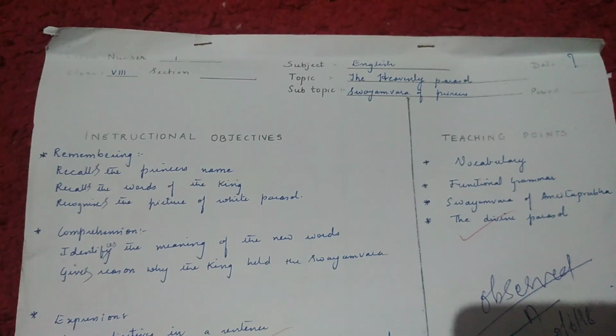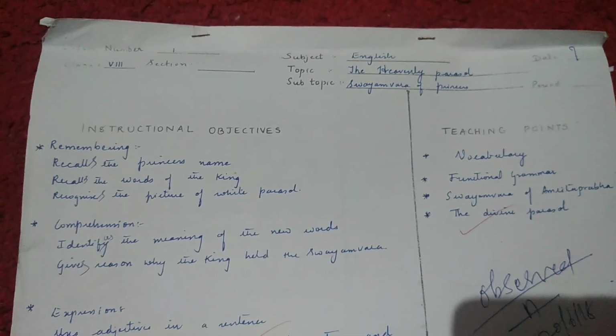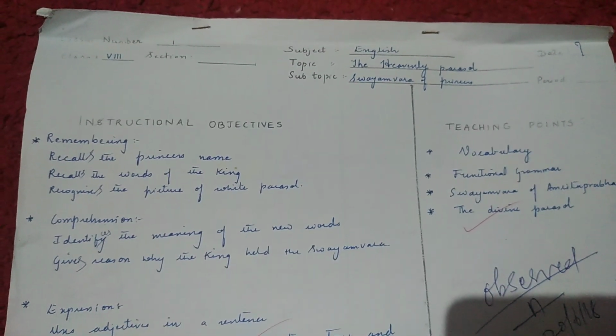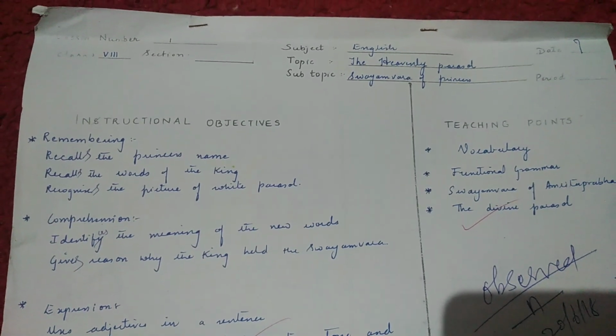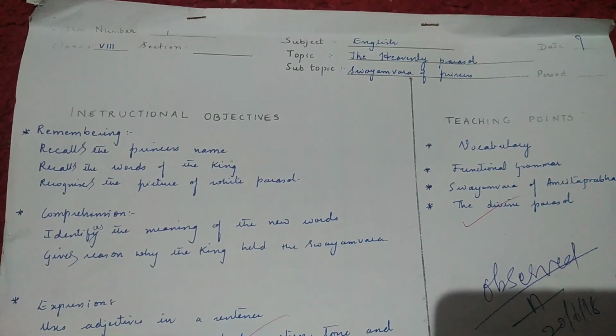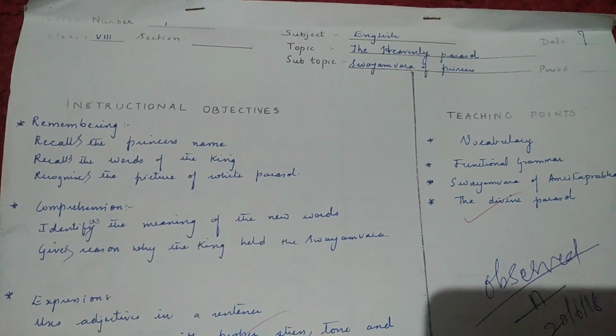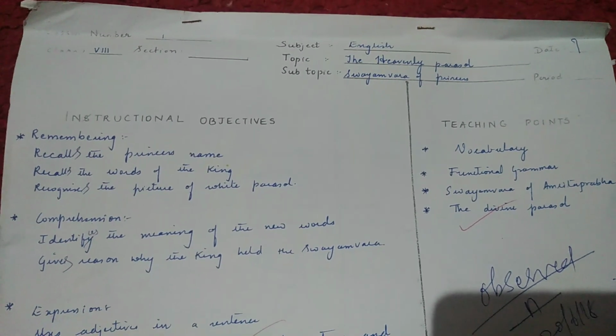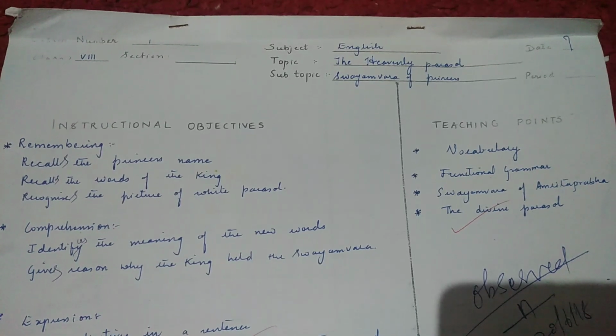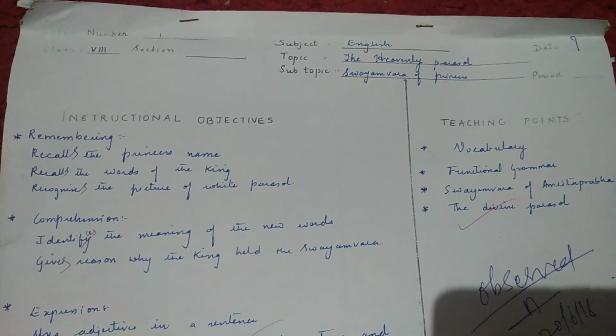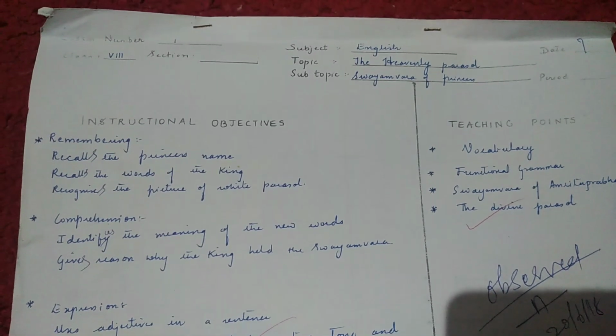Okay, this is a lesson from the 8th standard Karnataka State First Language English textbook. This page is all about how you write the lesson plan. In the beginning itself, you will mention your lesson number, which class you're going to take, section, subject, topic, subtopic, date, and the period or the time allotted, which in Karnataka is 40 minutes, sometimes 45 minutes, 50 minutes, depending on the school.